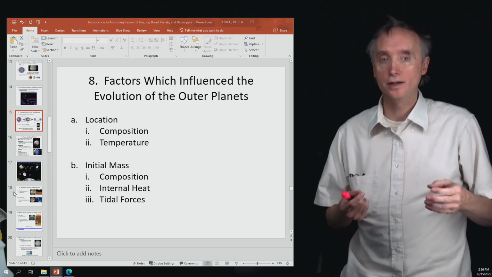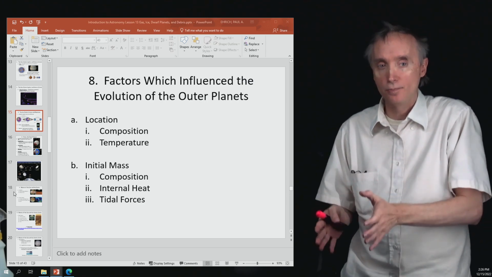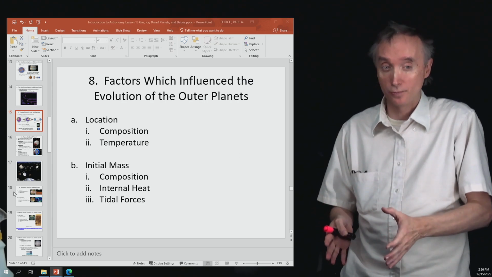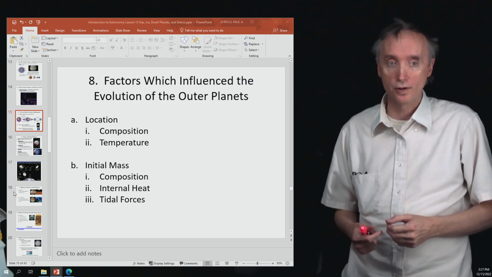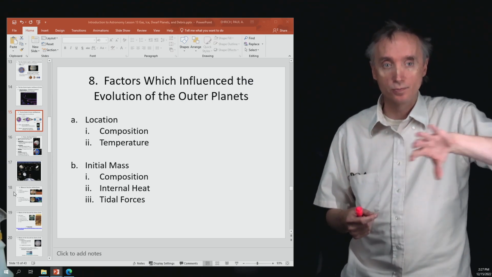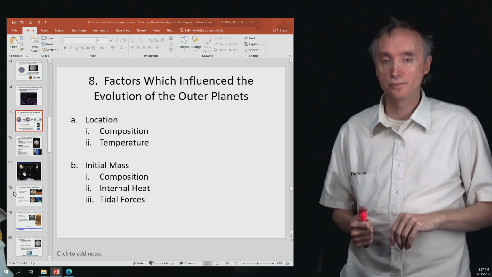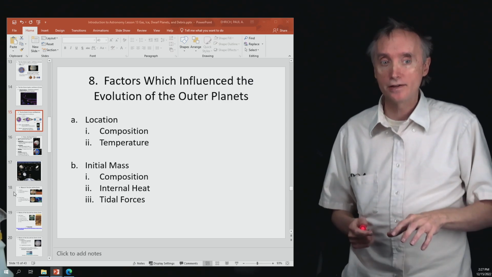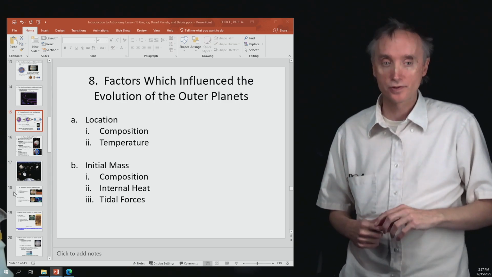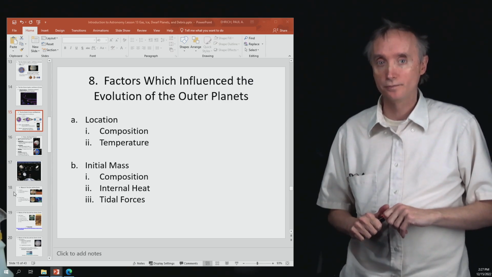In the inner part of the solar system, you got the terrestrial planets because you basically only had rock to work with. And the ice was pushed out further in the solar system because of the temperature, and the gas was pushed out further in the solar system because of the solar wind.